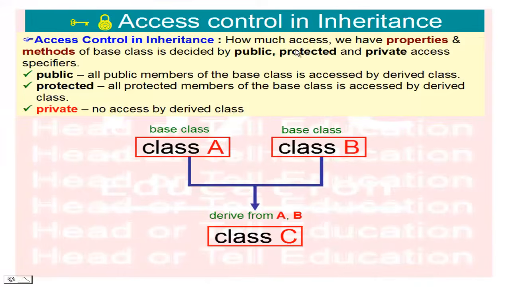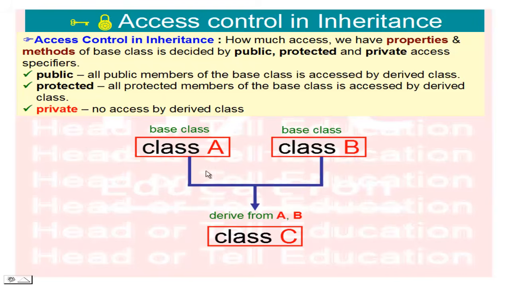Now we learn the access control in inheritance. How much access we have to the properties and methods of the base class is decided by the public, protected, and private access specifiers. Public: all public members of the base class are accessed by the derived class. Protected: all protected members of the base class are accessed by the derived class. Private: no access by the derived class.